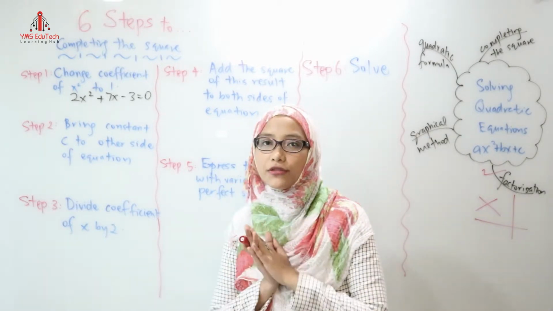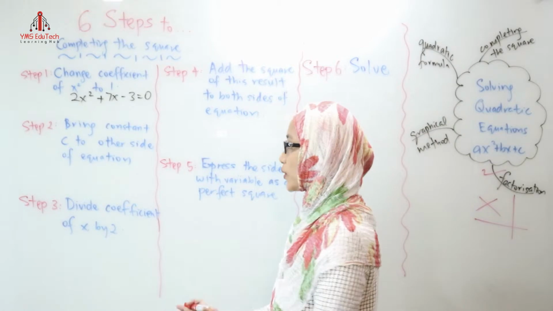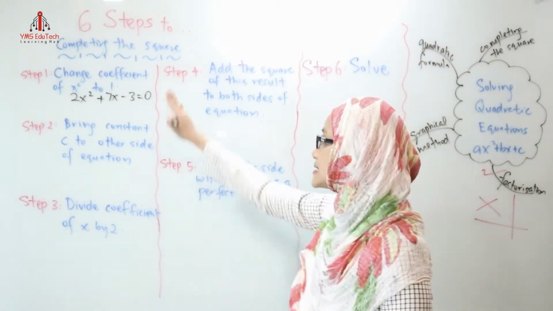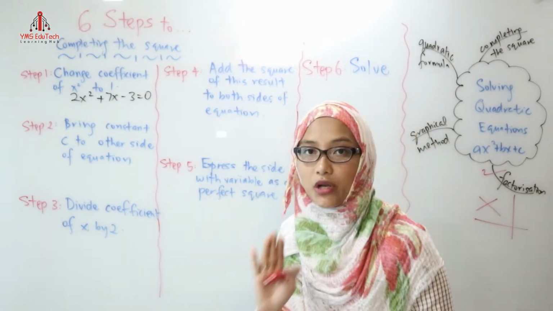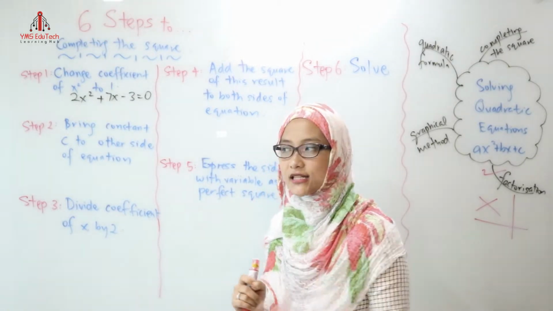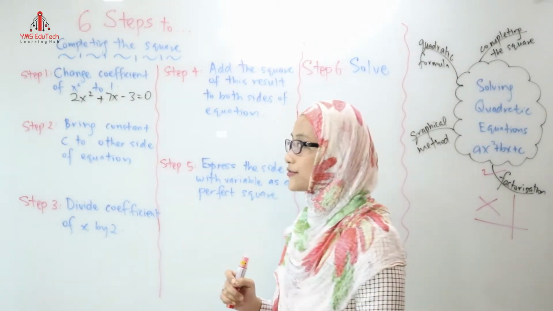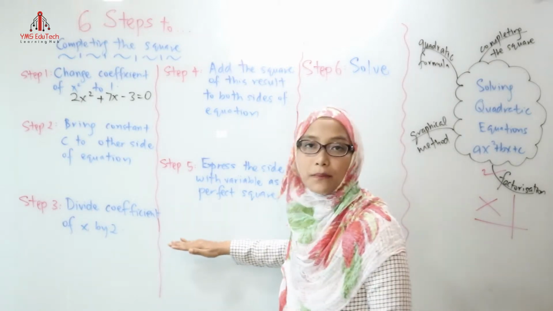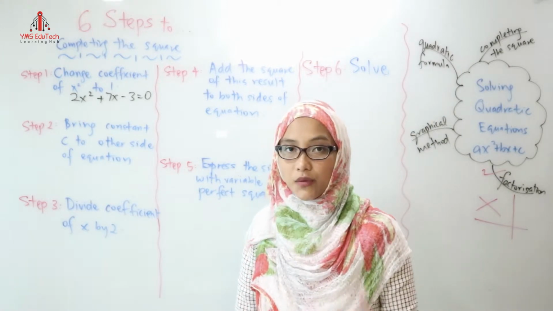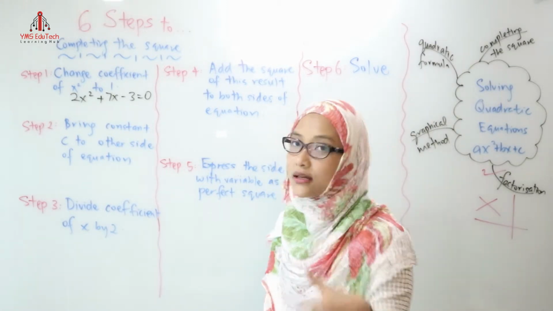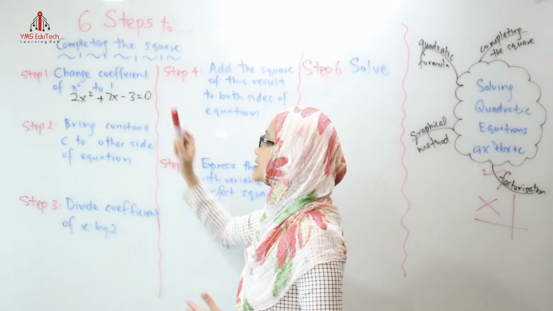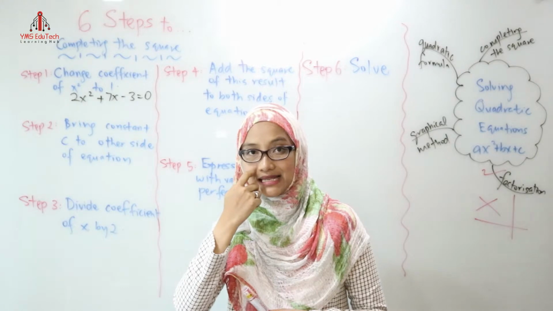Now I'm going to share with you how to solve by completing the square. I have dissected the steps, and I found that there are 6 steps altogether if you are required to solve for the x value. But if you're just asked to factorize using completing the square, you just need to stop at step 5. Are we ready to look at an example? The example I have here is 2x squared plus 7x minus 3 equals 0.